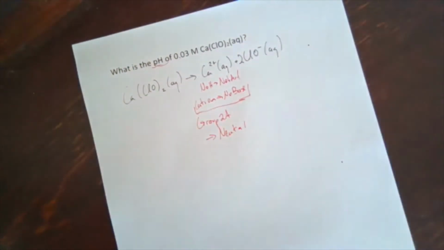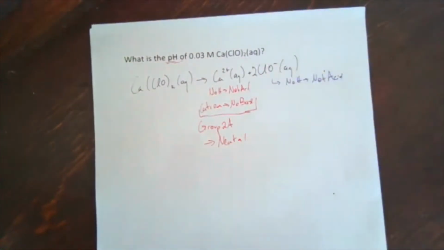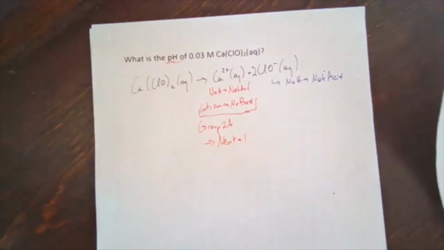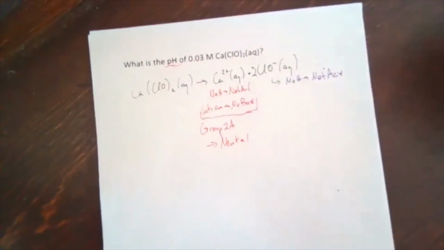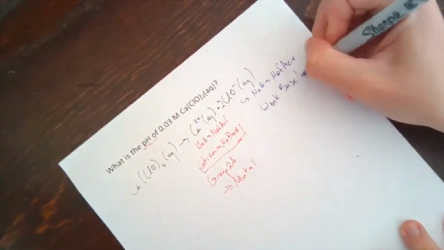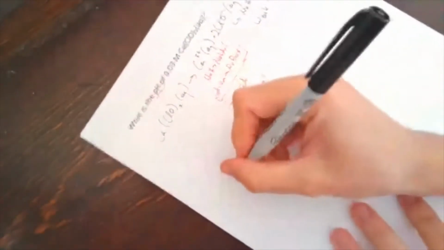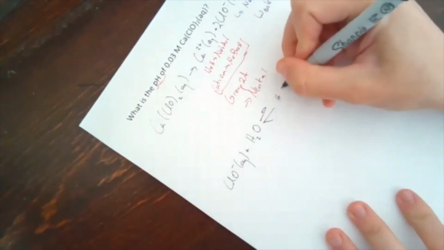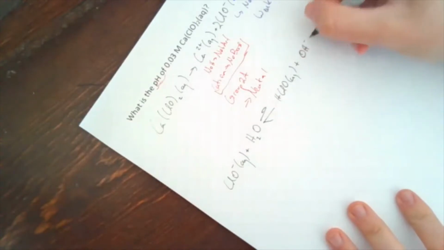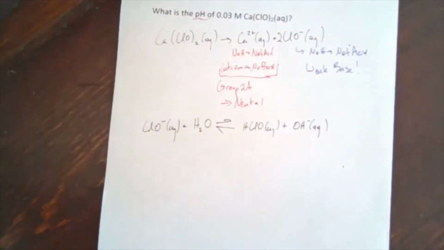So then what about hypochlorite, ClO minus? There's no H again, so it's not an acid, but it is an anion, so it may be a base. To figure out if it's a base, we look at the conjugate, and the conjugate for ClO minus is HClO, which is a weak acid. So this is a weak base. ClO minus is capable of doing this reaction: ClO minus aqueous plus H2O gives HClO aqueous plus OH minus aqueous. It is a weak base, so it's going to look like this.